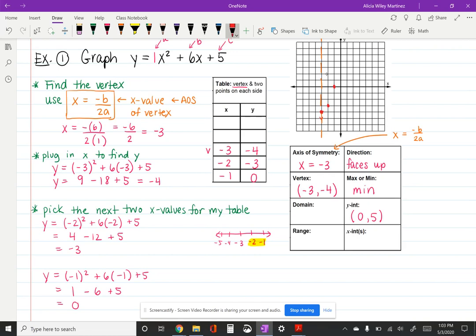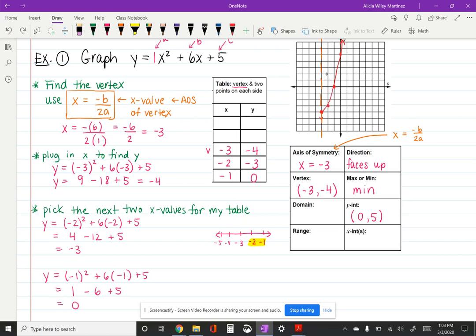Interestingly enough, we also know another point. We know 0, 5. I'm going to put that on there too. 1, 2, 3, 4, 5. There it is. And so I'm going to go ahead and attach this. So if you just connect these, that's only half of a parabola.